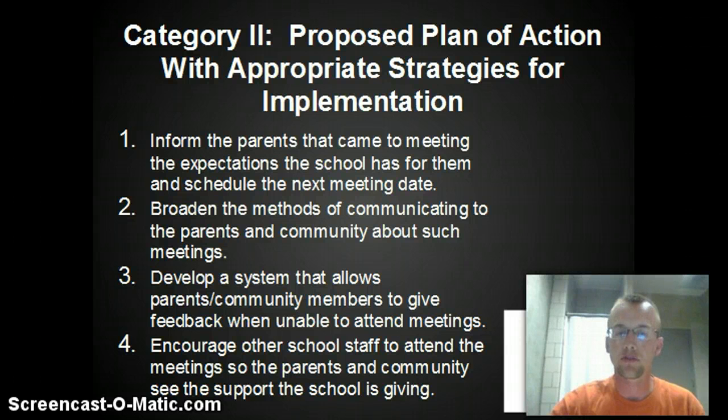Third thing that I would do is develop a system that allows parents and community members to get feedback when unable to attend meetings.